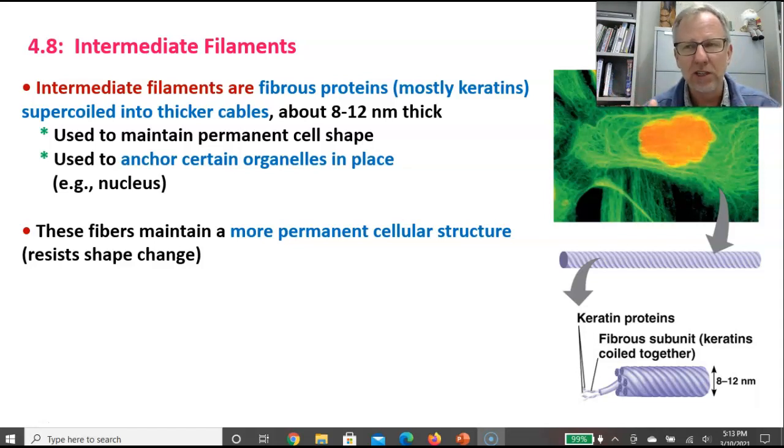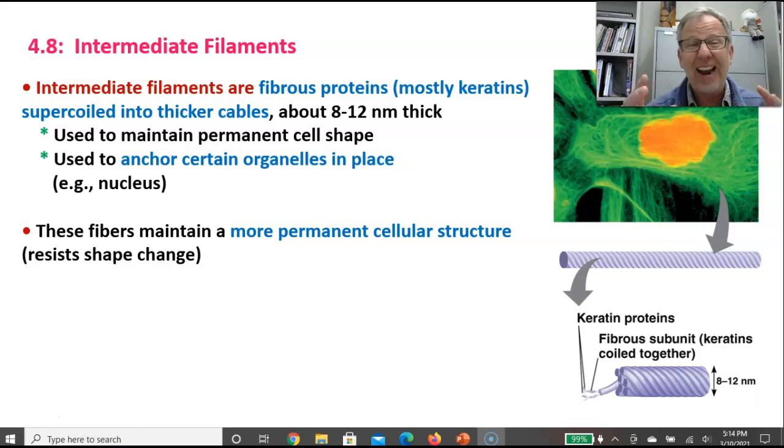Remember, like I said, proteins are made at your ribosomes using genetic instructions from the DNA in your nucleus. So once again, keratins are coming from that. Now, these fibrous proteins are supercoiled into thick cables. Take a look at the figure on the bottom of your slide. And they're really strong, they're really tough, and they're fairly permanent. They're not broken down and rebuilt like microtubules and microfilaments are.